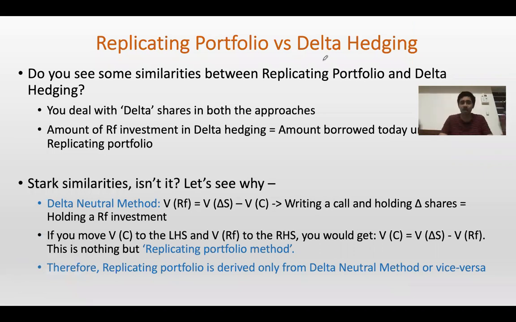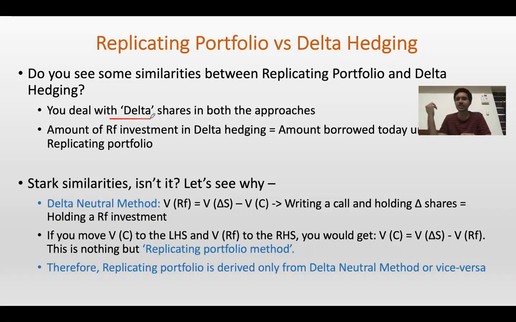All right. The third approach, which is the risk neutral valuation, is completely different from replicating portfolio and delta hedging, whereas replicating and delta hedging, if you look, actually have very stark similarities. So the first similarity is both of them deal with delta shares. In the delta hedging approach, if you recollect, we started off by creating a risk-free portfolio. I'm going to give examples of a call option because that is what we have done.